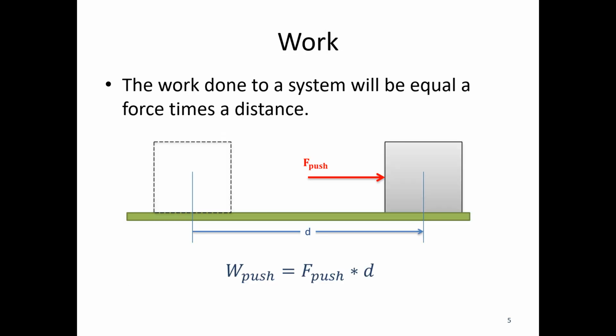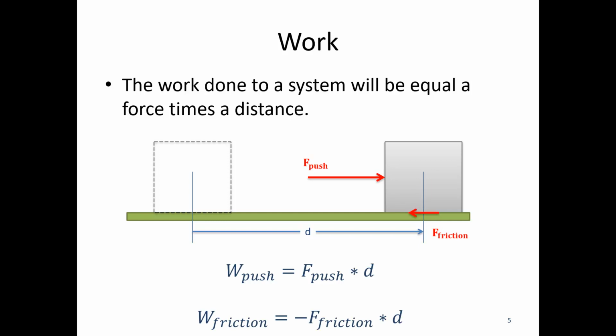All right, going into a little more detail. So work, the work done to a system at its simplest form will be a force times a distance. So say we've got some box sitting on a surface, and I push that box with a pushing force with magnitude F push, and it moves some distance d. So the work done by that force would be the magnitude of the force times the distance traveled.